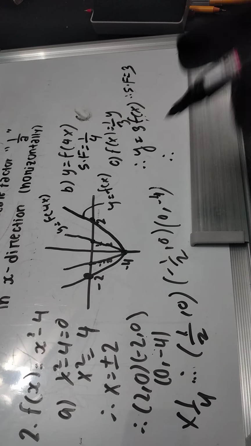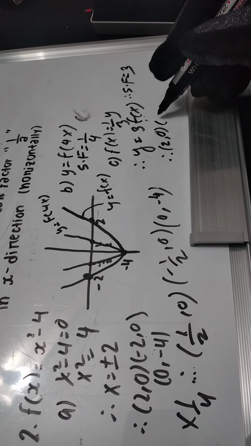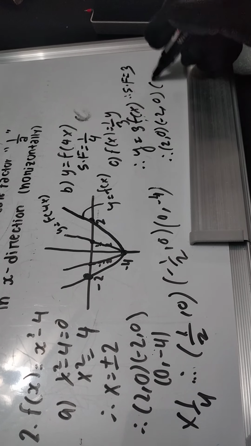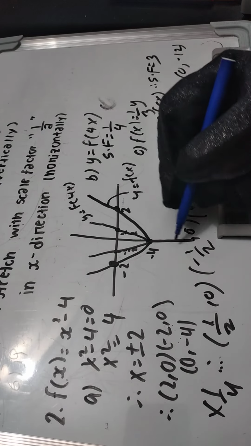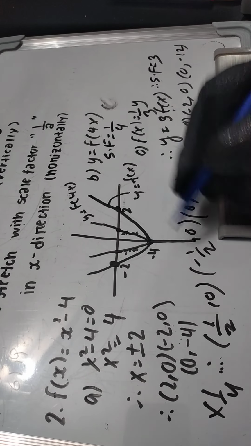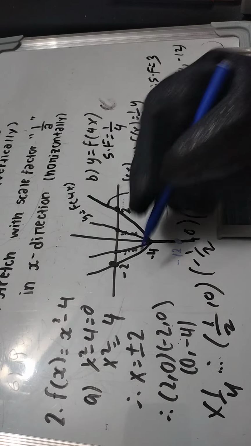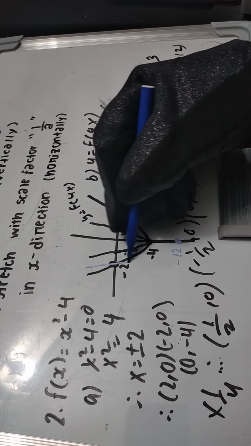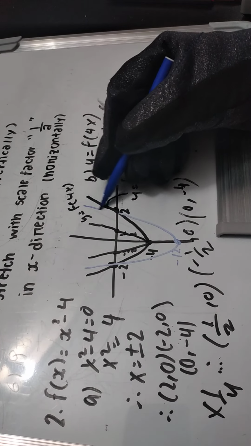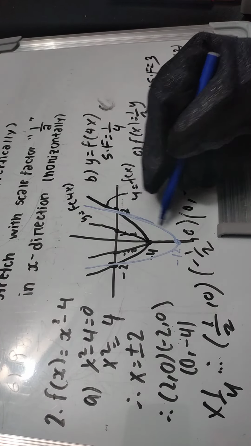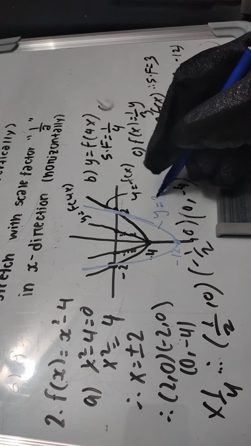If I multiply only the y coordinates with 3, then it will be 0, because 0 multiplied by 3 is still 0; (-2, 0) again still 0; and (0, -12), because if I multiply minus 4 with 3, it will give us minus 12. So for this y equals 3f(x), we have coordinate (0, -12), and the first two coordinates are still the same, so we can draw it like this. I hope it's visible. Okay, make it smoother, more proper. This is y equals 3f(x).